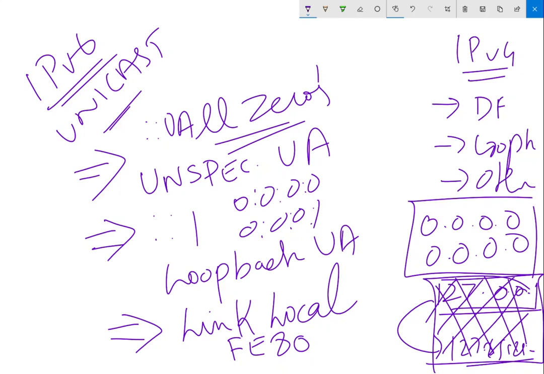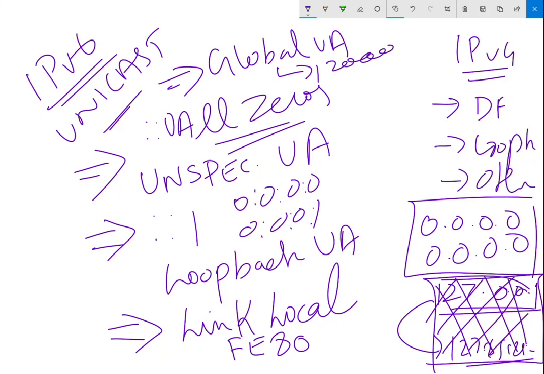So what is this address? This address is used for discovering the neighbors. And then you have another category of unicast address, that is all the rest apart from these three categories. That's the fourth one. We call it a global unicast address. Generally, a global unicast address starts with 2000. So whenever you see an IP address with 2000, 2001 and so on, you know it is a global unicast address, and that is similar to our public IP addresses. So this is unicast address.